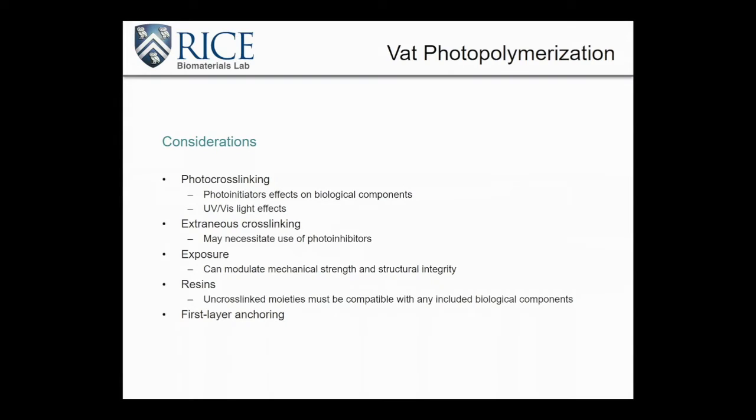And if you're including cells or any kind of growth factors or other bioactive chemicals within your bioink, you need to ensure that the uncross-linked moieties are also compatible with those components. So whereas most of the materials you're using in extrusion or inkjet printing are already hydrogels that are more or less biocompatible, with the resins that you're using for Vat photopolymerization, it's extremely important that you consider what happens to the uncross-linked moieties.